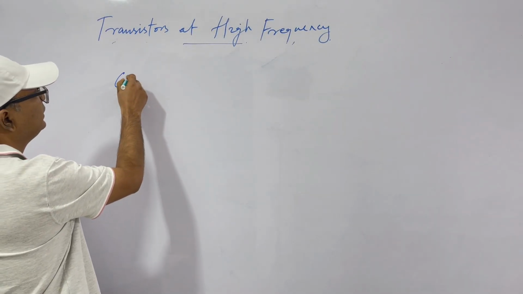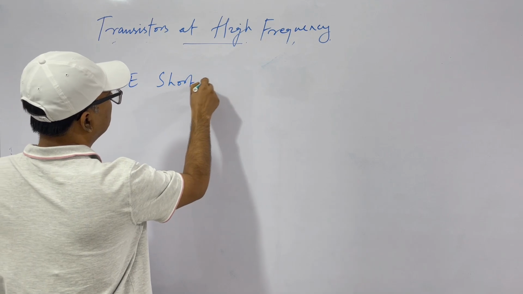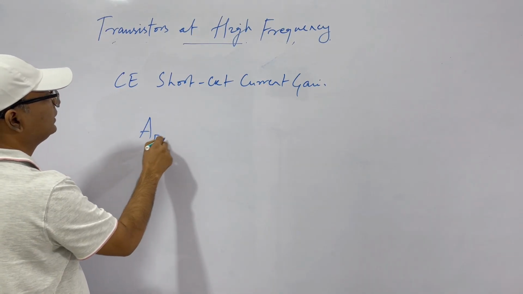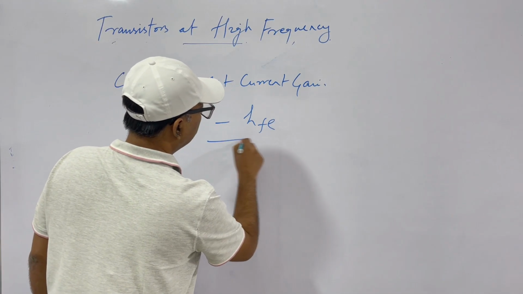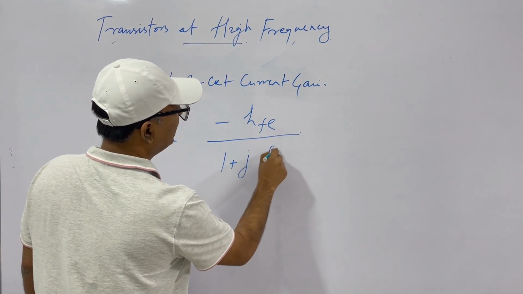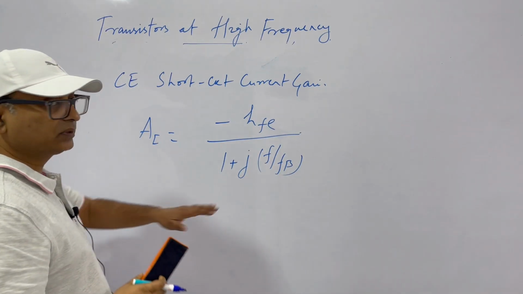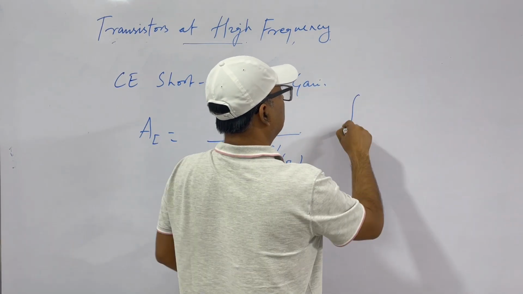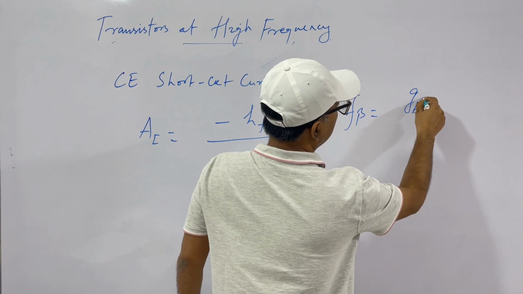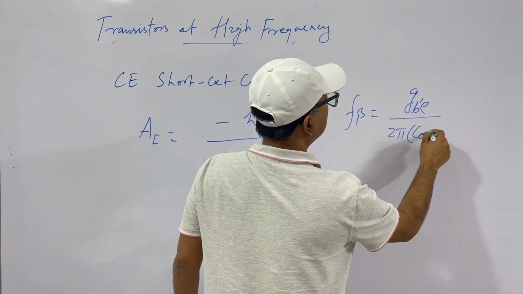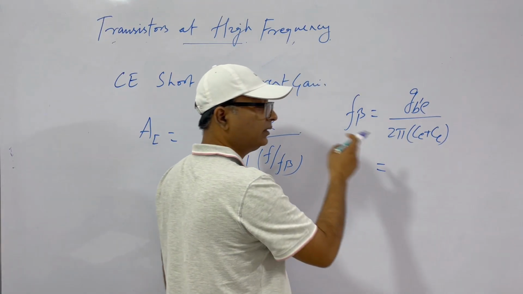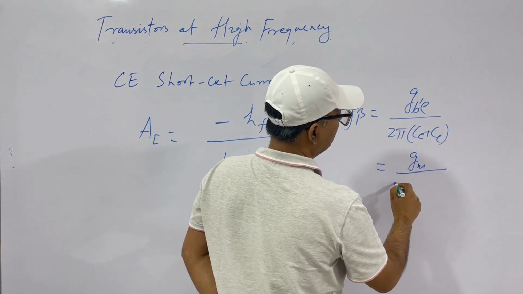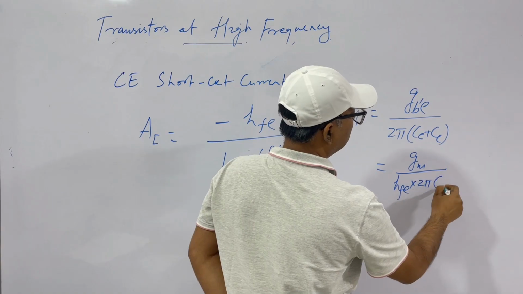Now let's see what is CE, common emitter short circuit current gain. This is given as AI, this is given as minus HFE by 1 plus j F by F beta. So this is now complex. This is because of frequency. What is F beta? F beta is given as GB'E by 2 pi into CE plus CC. In the last page we had seen GB'E was GM by HFE. So HFE into 2 pi into C pi plus CC.